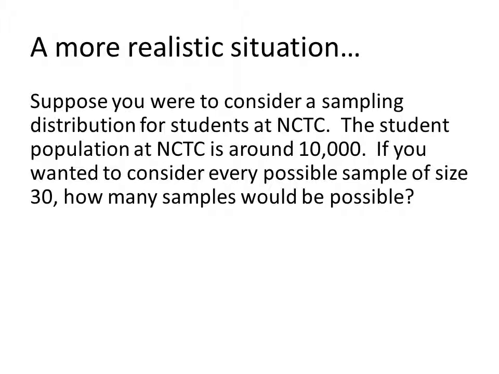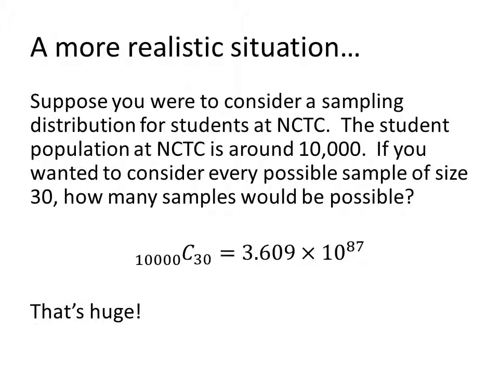Now, we treat this the same as we did before. Since we have a population of 10,000 and we're going to be taking samples of size 30, the total number of possible samples is 10,000 choose 30. But that number, as you can see, is 3.6 times 10 to the 87. What this means is this is an 88-digit number, which is huge. So dealing with sampling distributions in the same way that we did with the small population is not very feasible.